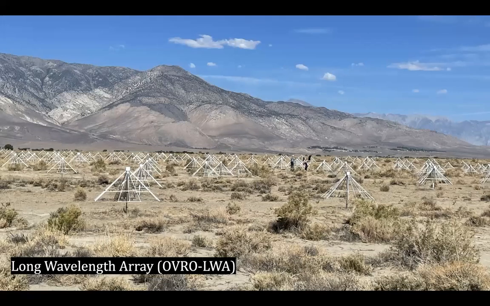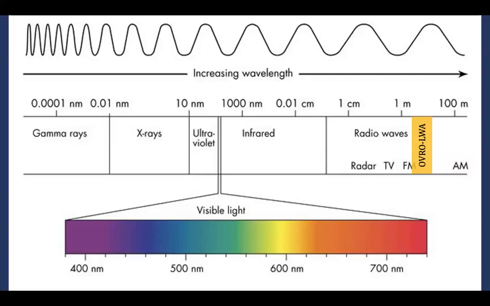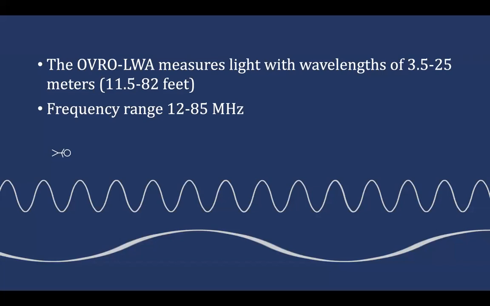So once again, this is a picture of the OVRO LWA, or Long Wavelength Array, consisting of all of these different radio antennas spread out over a large area. So the overall LWA is a long wavelength radio telescope. So if we imagine, again, the whole spectrum of different wavelengths of light, it exists out here, in the radio waves, kind of similar to the wavelengths your radio uses to transmit FM broadcasting. So these are very long wavelengths. They're wavelengths of 3.5 to 25 meters.